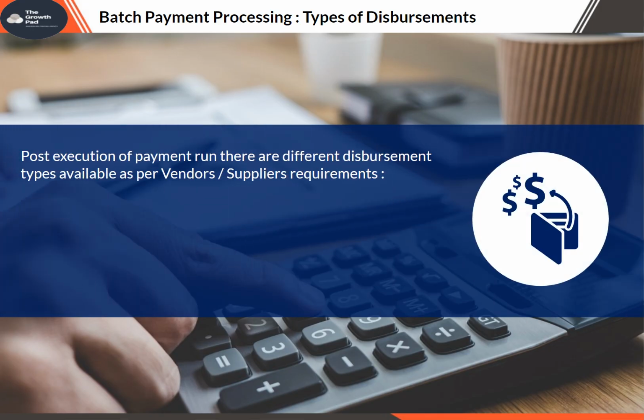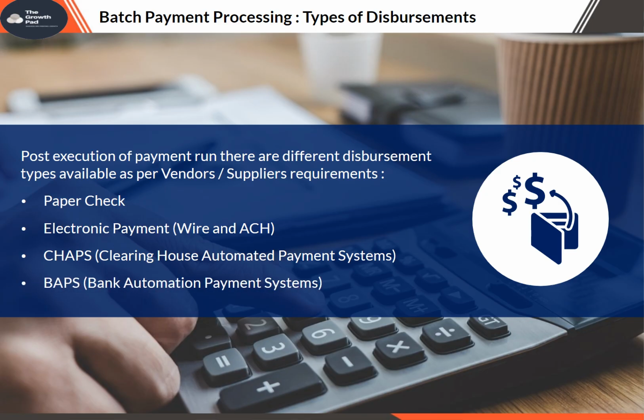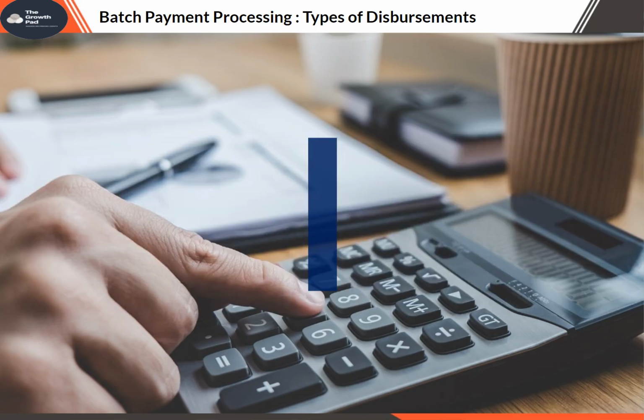Post-execution of payment run, there are different disbursement types available, as per vendors' or suppliers' requirements. Paper check. Electronic payment, wire and ACH. CHAPS, clearinghouse automated payment systems. BACS, bank automated clearing systems.